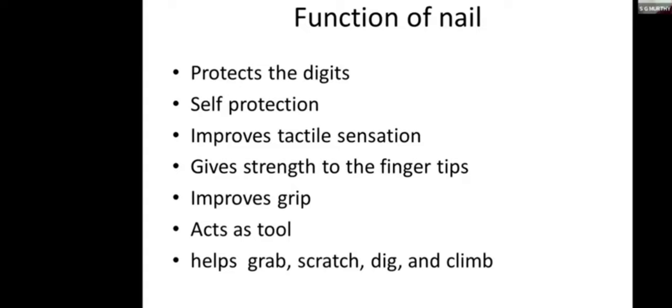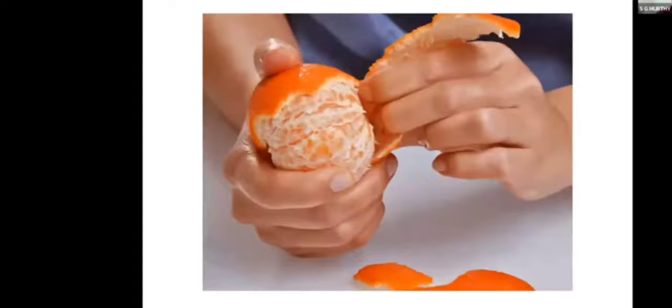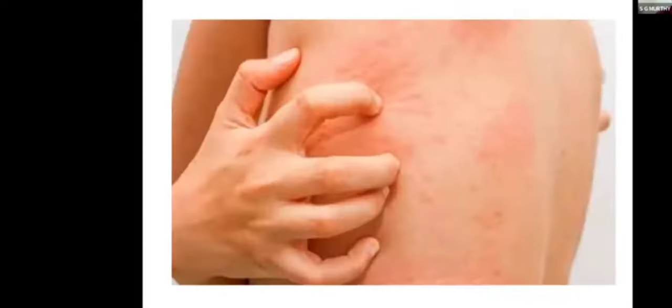up small things. If you want to pull out a nail or some thorn from the foot, how will you do it? You will use the nail. If you don't have nail, you know how terrible it is. Helps to grab, scratch, dig, climb, and so many things. So functions of the nail. You can see, cannot peel without the nail. Cannot scratch without the nail.